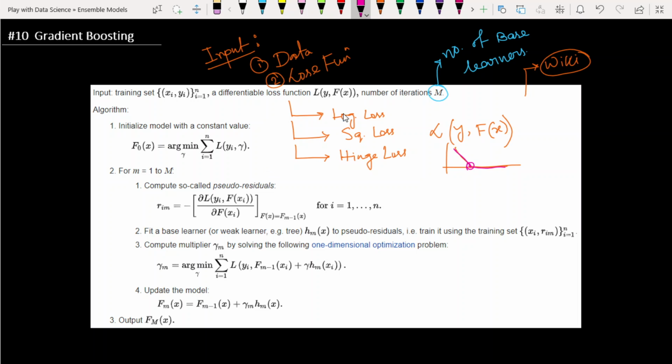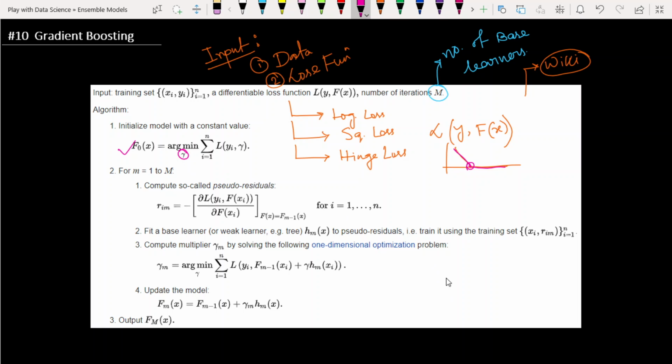The main advantage of gradient boosting is that here we can use any kind of loss function that is differentiable. In the initial model we have to assume the f naught function. Initially we have to assume this f naught, and f naught of x means we have to find this gamma.